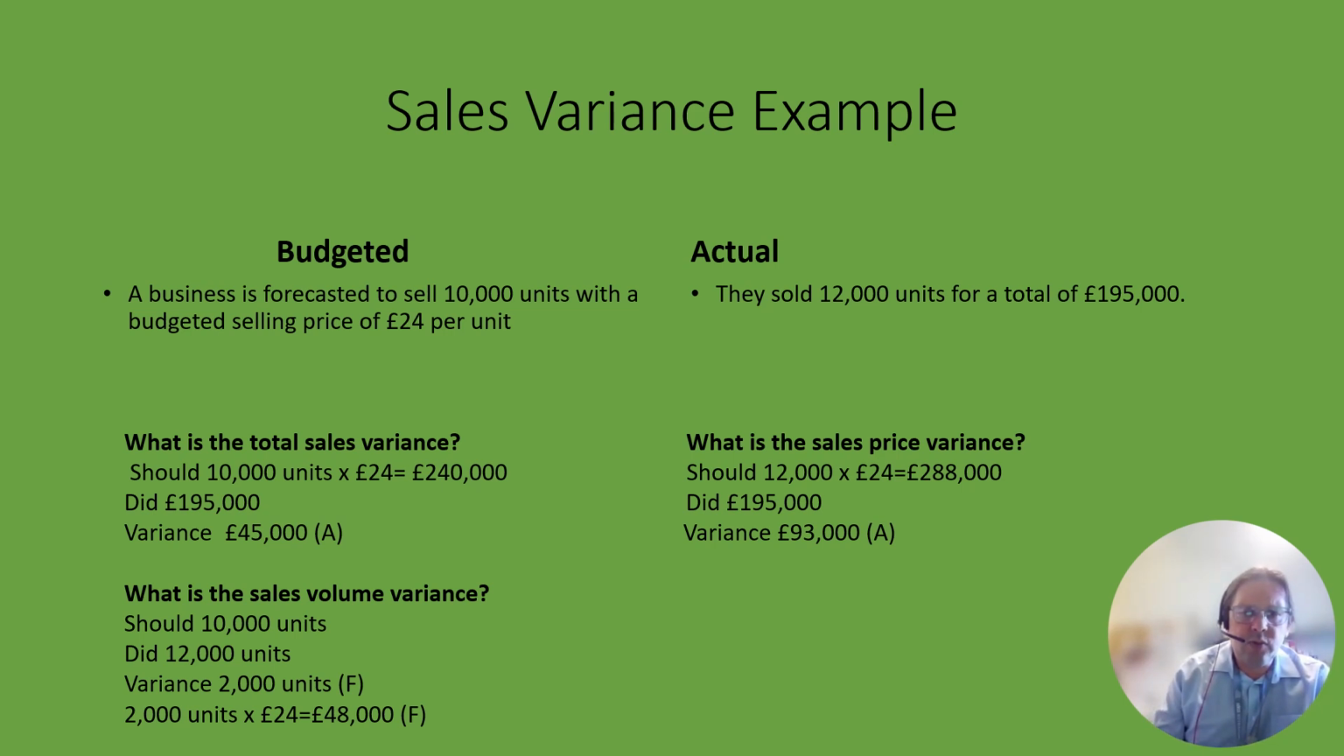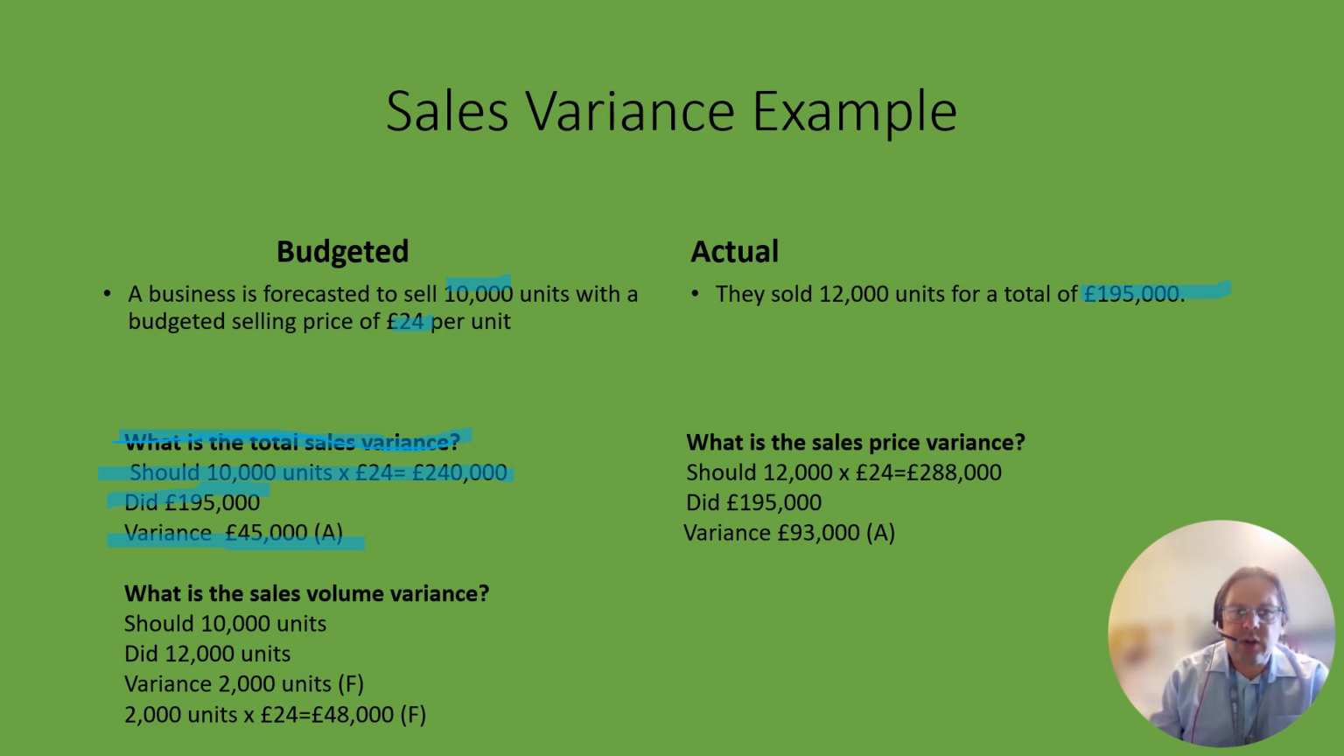If we do the total one first, how much should we have sold? Well, in the budget we said we should have sold 10,000 units for £24 a unit, so we should have had revenue of £240,000. But as we've been told, we've actually got revenue of £195,000. So clearly we've got a variance of £45,000 adverse.